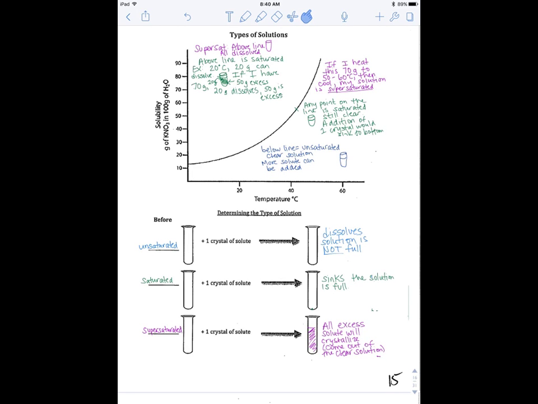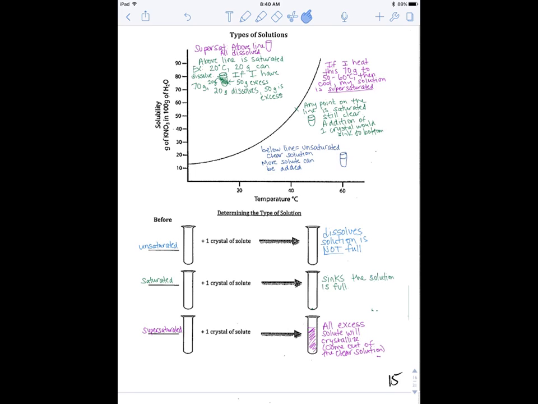So this is your packet, and it is page 15, and we did take some notes here. So if you did not take notes, you may want to pause this video so you can copy down the notes. So what this graph shows is a solubility curve.